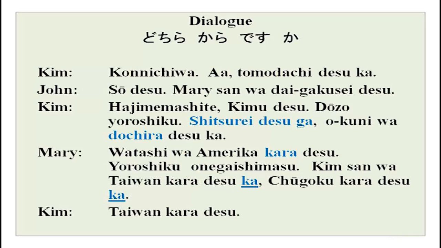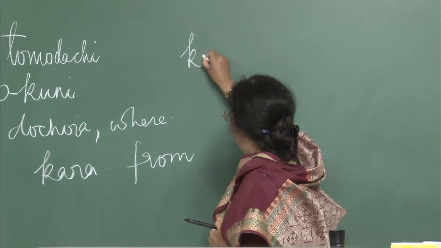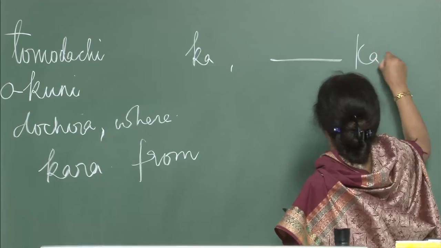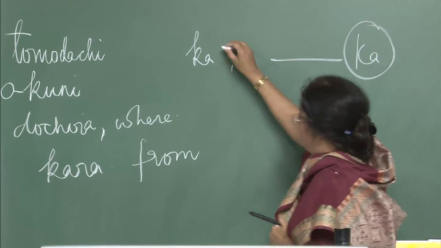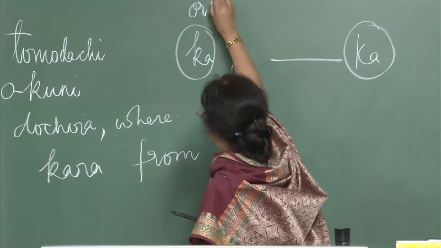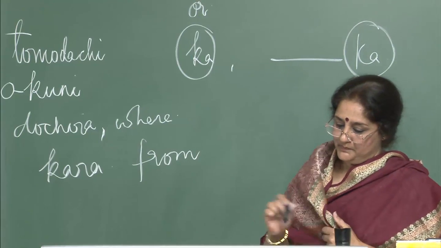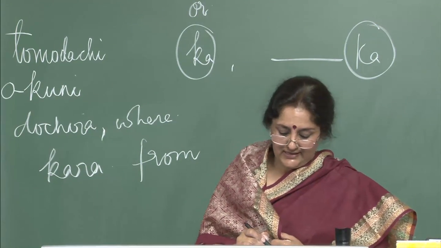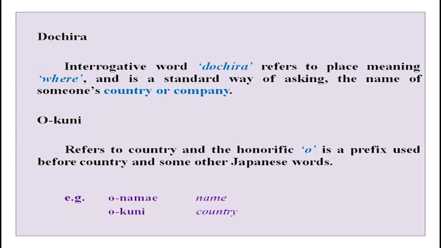So, over here you will see Mary says, Kim-san wa Taiwan kara desu ka? Chugoku kara desu ka? So, Kim says, Taiwan kara desu. I am from Taiwan. I hope this is clear. This is two kas over here, ka 1 and ka 2. This makes it a question and this is or. Please remember that. And you can ask anyone anything like this.